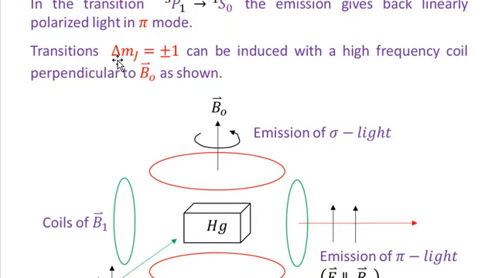Now transitions with delta J equal to plus or minus 1 can be induced with a high frequency coil perpendicular to B0, as shown. So I shall explain this sentence in much greater detail, but after going through this diagram.